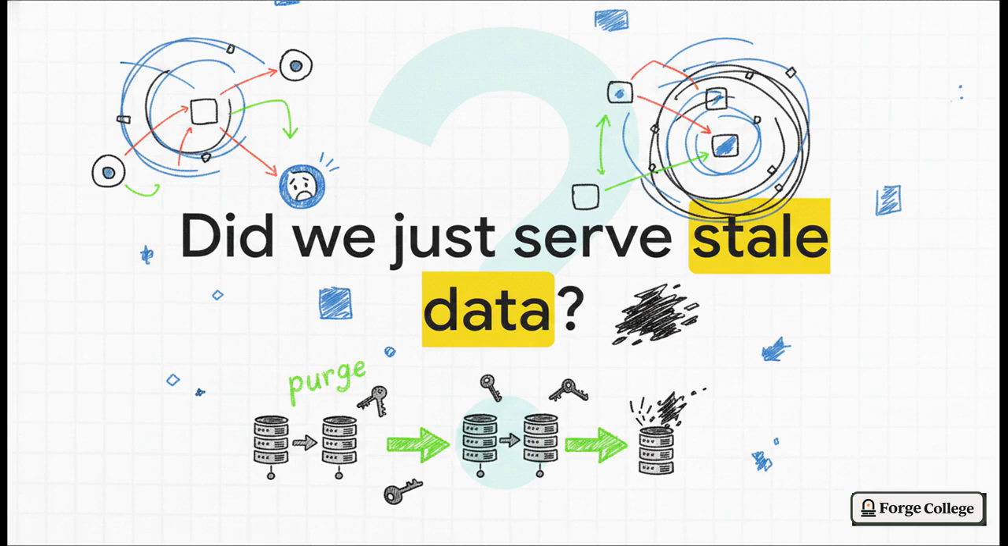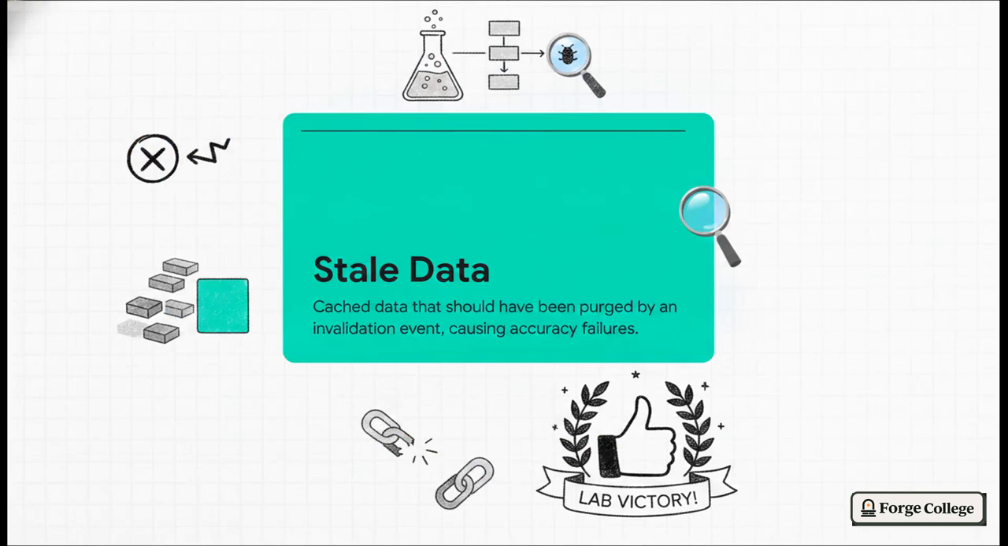Or did a user slip through the cracks and get a cached, completely outdated wallet balance right after they completed a major transaction? That right there is the razor-thin line between a buttery smooth user experience and an absolute trust-destroying disaster. So let's be explicitly clear here. Stale data is the ultimate nemesis of any caching architecture, period. It means your invalidation logic has completely failed at its one primary job.